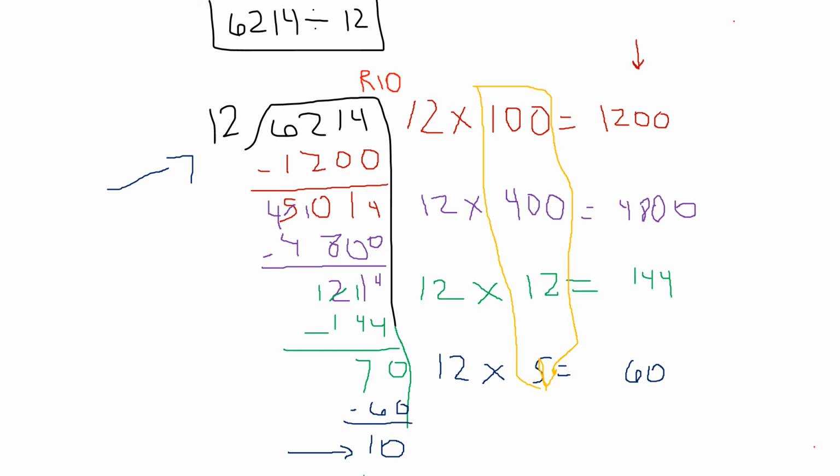There we go. So basically what I'm going to do now is add 100 plus 400 plus 12 plus 5. And when I add 100, 400, 12, and 5, that gives me a total of 517. So the quotient to 6,214 divided by 12 would be 517, remainder 10.